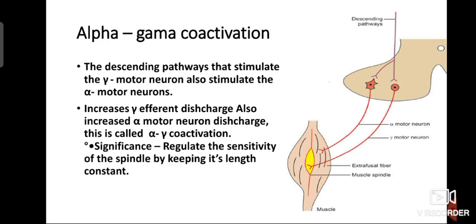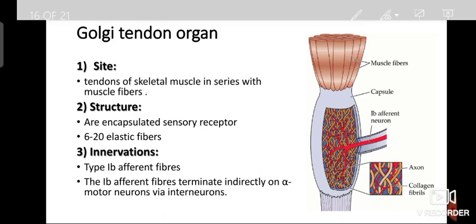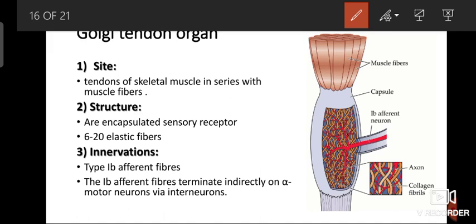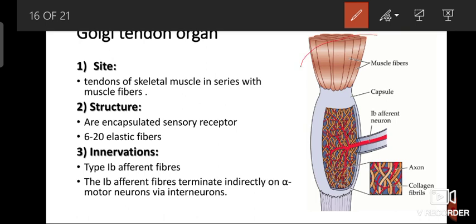Significance of alpha gamma coactivation is to regulate the sensitivity of the spindle by keeping its length constant. Now the Golgi tendon organ sits at the tendon of skeletal muscle, in series with muscle fibers. So we see the extrafusal muscle fiber, and the intrafusal muscle fiber is parallel to the extrafusal muscle fiber, but the tendon is in series with these muscle fibers.